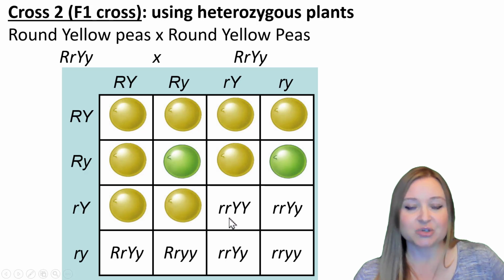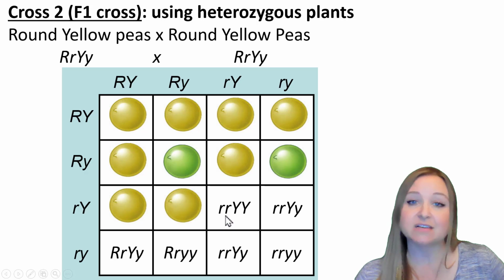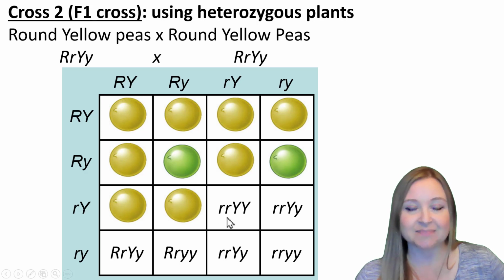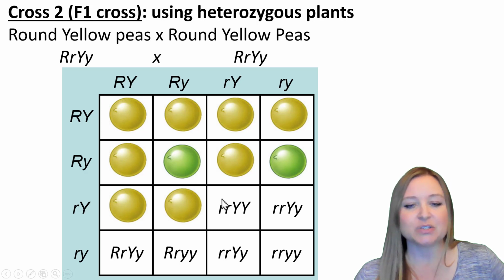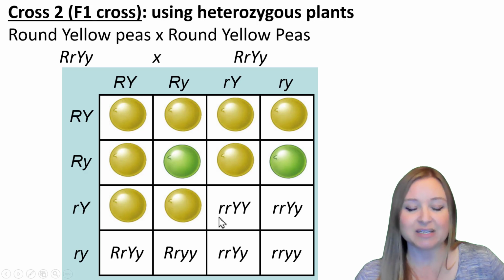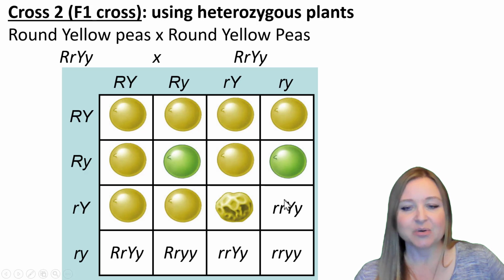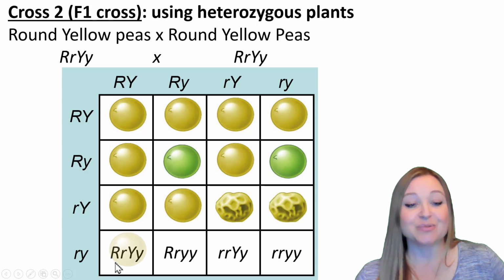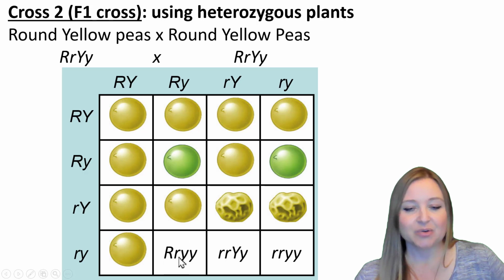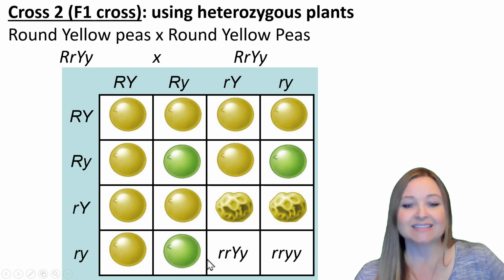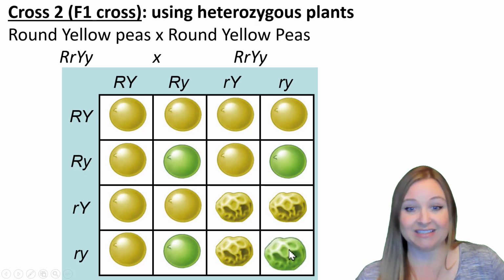Now, here's our first situation where we have two recessive alleles for the R gene. We have a wrinkled and a wrinkled allele, and that means that this is going to be a plant with wrinkled peas, and those peas are going to be yellow. Here we have wrinkled yellow. Here we have round yellow, round and green, wrinkled and yellow, and then finally wrinkled and green.